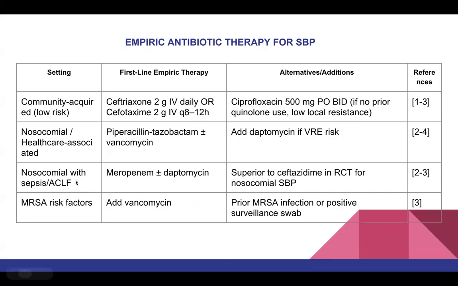Nosocomial with sepsis or acute on chronic liver failure. These patients can get meropenem plus or minus daptomycin, which is superior to ceftazidime in randomized controlled trials for nosocomial SBP. MRSA risk factors as well, you could add vancomycin. That's patients who've had a prior infection or they've had a positive surveillance swab.